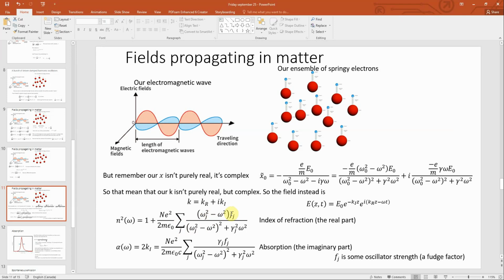It gives us the oscillator strength, and basically it's just a fudge factor. In certain cases, you can actually calculate this from quantum mechanics, but most of the time you're just going to be measuring this and then fitting some function to it.